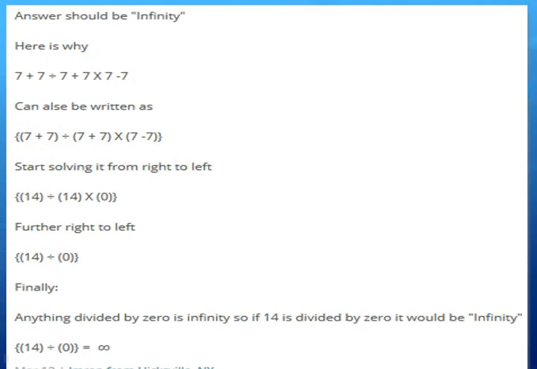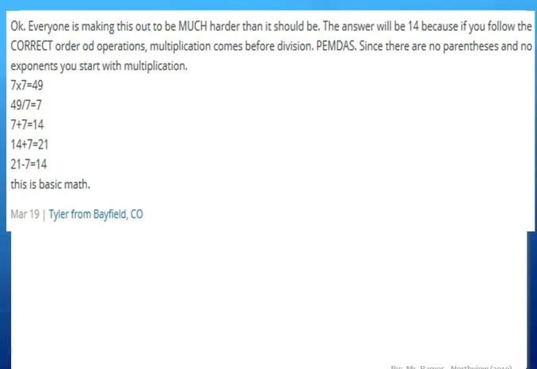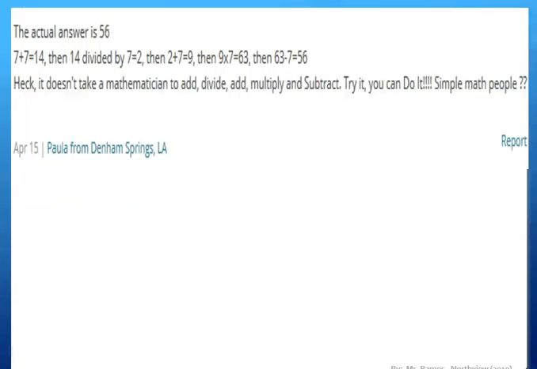This person from New York said the answer was infinity. Okay, and this is their reasoning. Another person from Colorado said, hey, this is basic math. The answer is 14. And then I have another person from Louisiana that says, hey, it's simple math. The answer is 56. Well, if it was so simple, why do we have so many different answers?